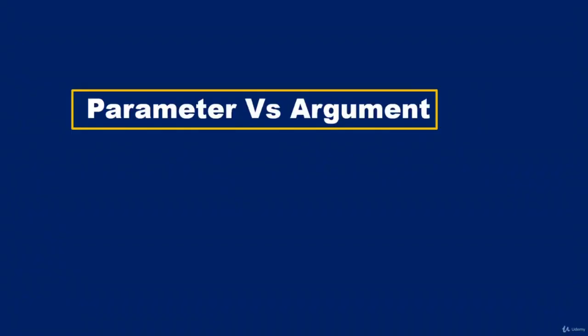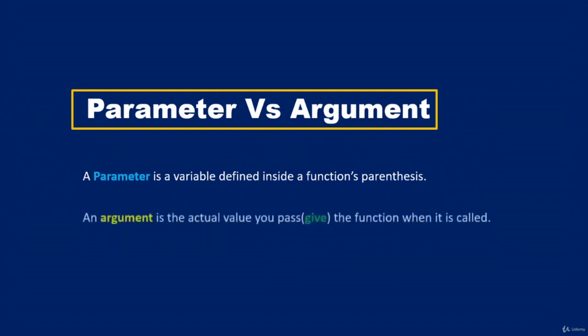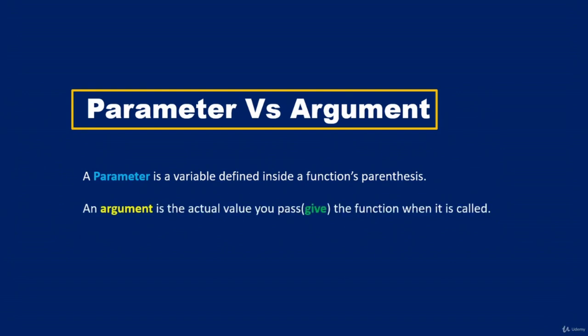In the example function we created, we use parameter and also argument. I just want to explain again the difference between the parameter and the argument. The parameter is the variable that is defined inside the function's parentheses, while the argument is the actual value you pass or give to the function when the function is called.